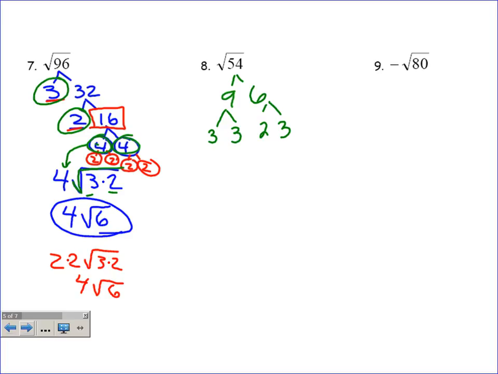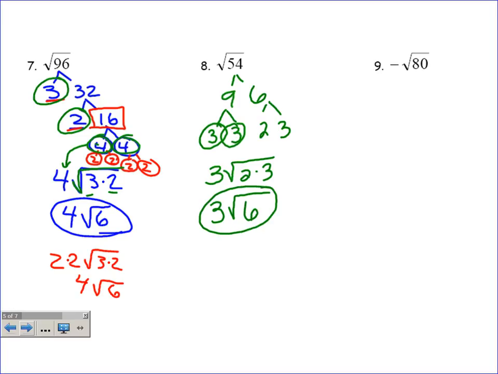Are there any pairs up here, Carrington? Which pairs? Pair of 3s. So how do I write this? What's left over? 2 and 3, so those guys get stuck in here. So this is 3 times the square root of 6. Thank you very much. Yes, ma'am, it would have to break down the 6 if I include it. I encourage people to break it down.